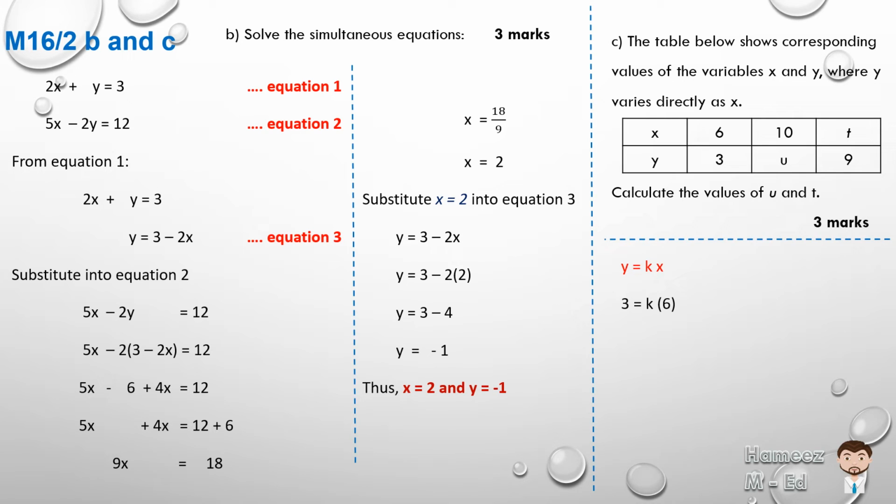So if 3 is equal to k times 6 and we want k alone, the 6 is multiplying on the right hand side. When I carry it across, it will divide. So it'll be 3 divided by 6 is equal to k. And we could cancel 3 into 3, 1, 3 into 6, 2. So that means 1 over 2 or half is equal to k. That means I can rewrite the equation. Instead of saying y is equal to kx, we can say y is equal to a half x.